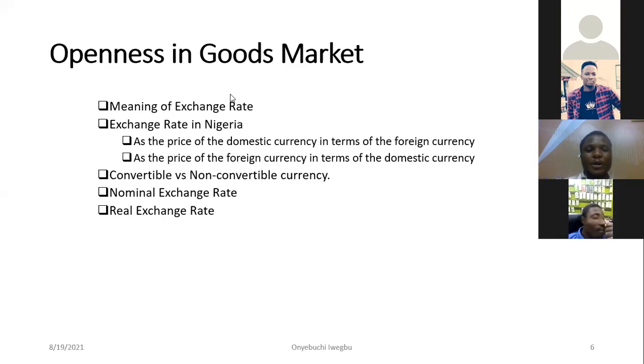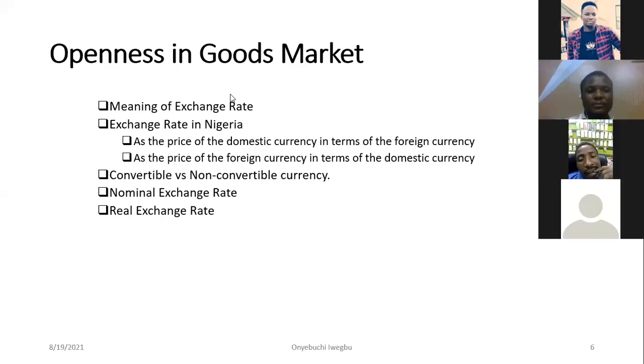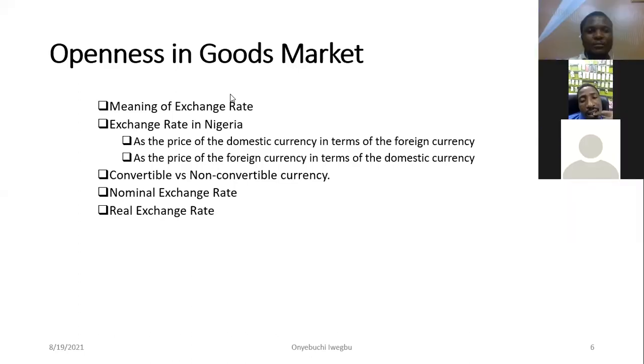Lawson, your hand is raised. Yes, sir. It was towards the same question. I assume that foreign countries use the opposite of what Nigeria uses because their own currency is stronger compared to other currencies.